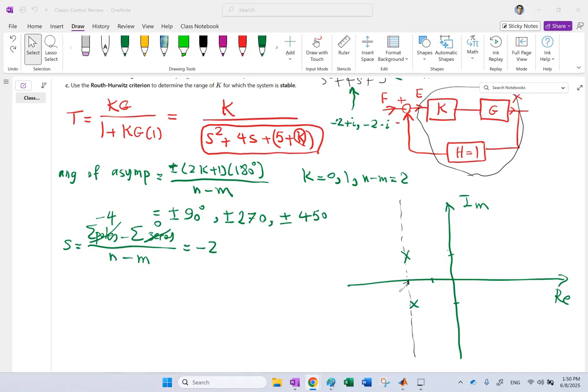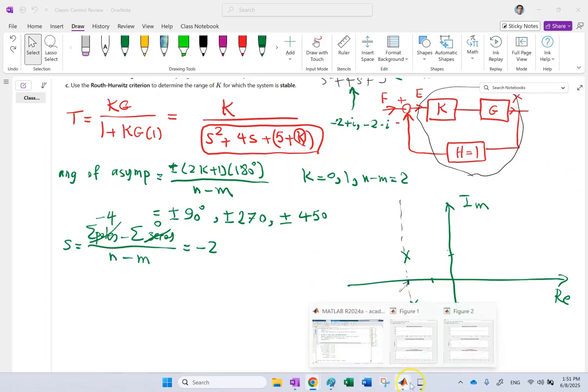One of them is the intersection of the root locus with the imaginary axis that we can do. Then we have the breakaway and break-in points, the angle of departure and arrivals, if there is any, and so on and so forth, right? So let's go ahead and do that.